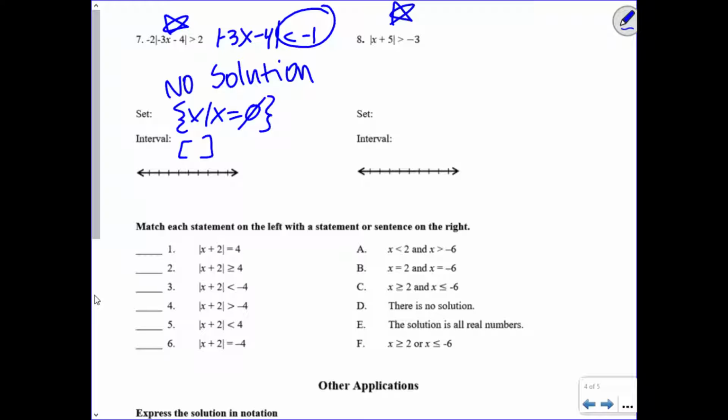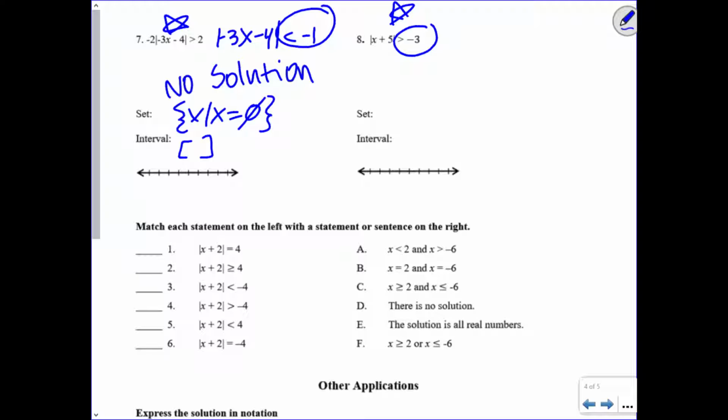Alright, what about this one? I can't simplify it. I've already simplified, that's cool. But this time it's greater than a negative number. Greater than a negative number. So it is possible. So numbers that are greater than -3 could still be negative. You could have -2, -1. But if we're thinking about this, shouldn't the absolute value, the answer for absolute value should always be positive, right?